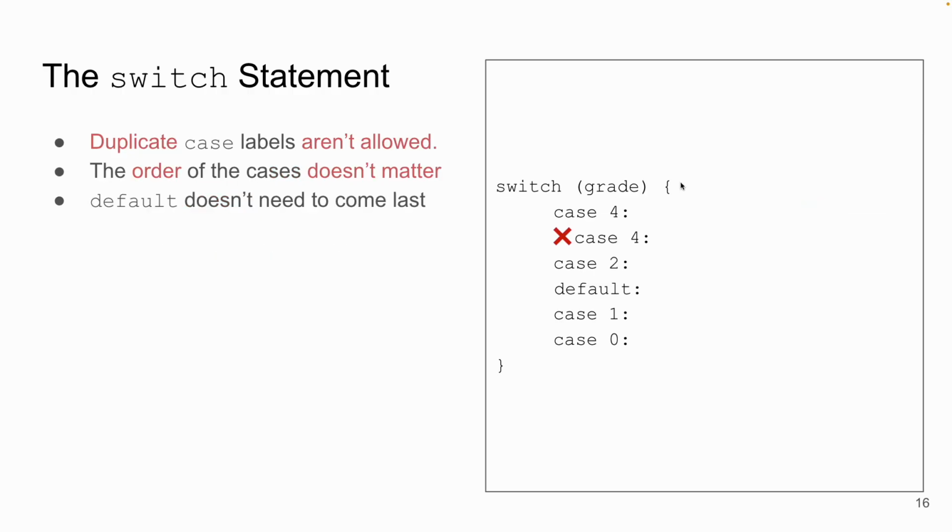There are also some rules we need to pay attention to when we use switch statements. The first rule is that we cannot have the same case label inside the same switch statement. That means duplicate case labels are not allowed. In this case, we have one case 4, so we cannot have another case 4 in the switch statement. It needs to be another number.